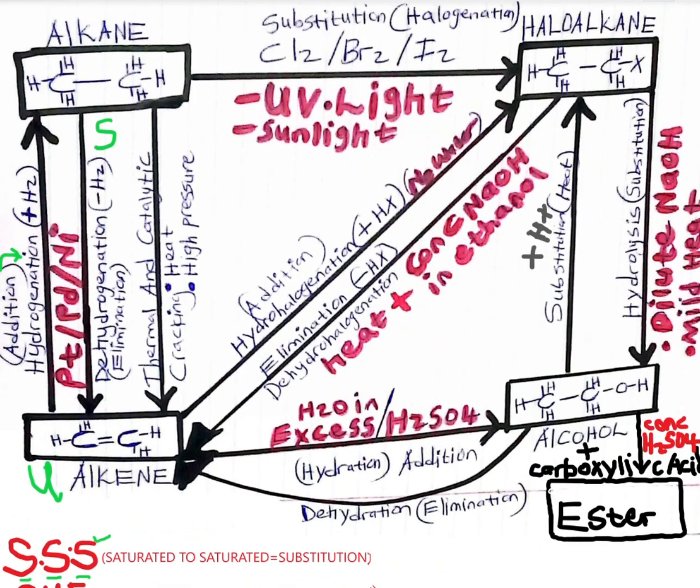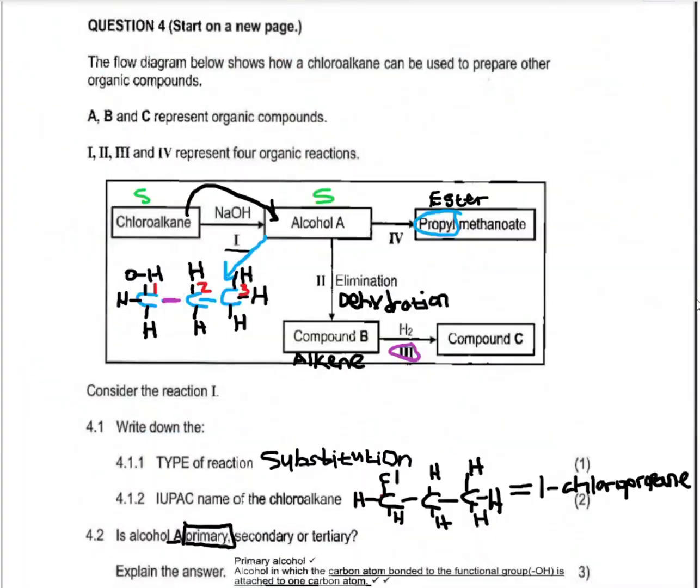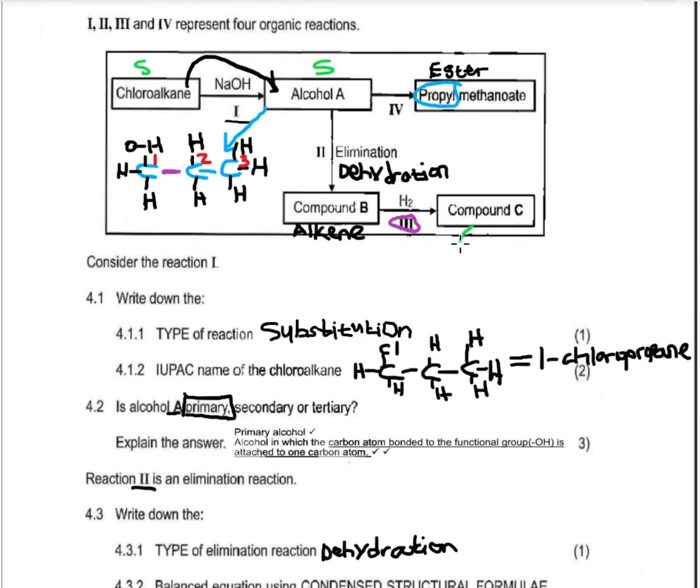What do they want? They want the IUPAC name of the alkane that is formed, which is compound C, formed from compound B, an alkene, adding the diatomic molecule of hydrogen. Let's write compound C just there. This is our compound C that we're going to form here. It has also 3 carbon atoms. Remember, the alkene had a double bond.